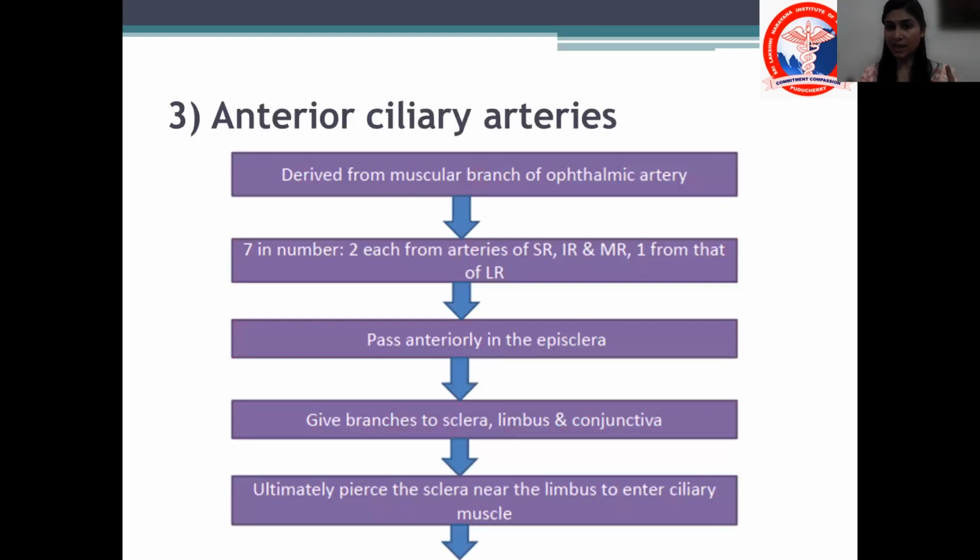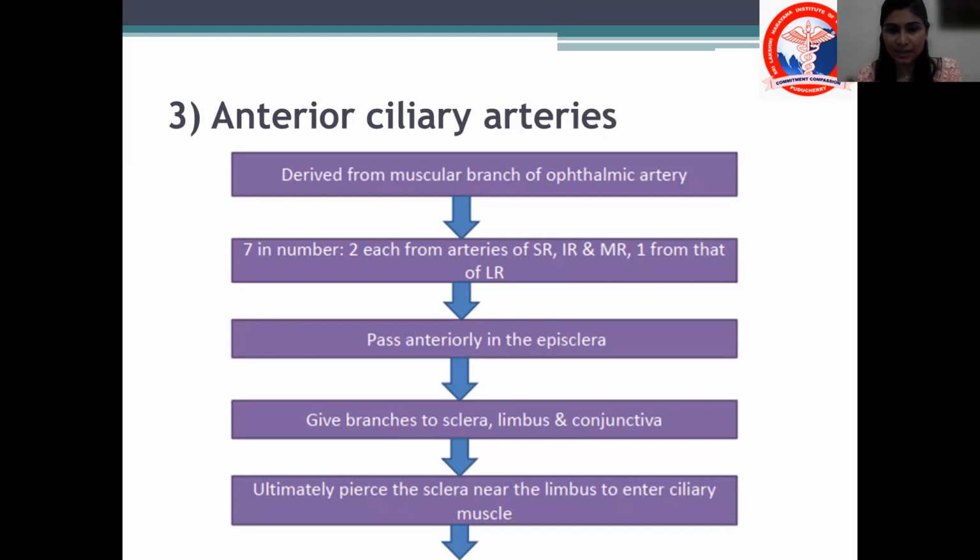The anterior ciliary arteries are derived from the muscular branches of the ophthalmic artery. They are 7 in number, 2 from each of the arteries of the superior rectus, inferior rectus, medial rectus, and 1 from the lateral rectus. All the recti of the eye have 2 muscular branches of blood supply, except the lateral rectus, which has only 1. So in total, we have 7 muscular branches.